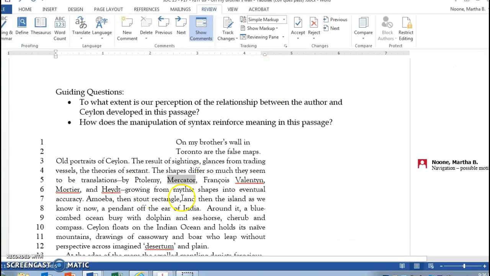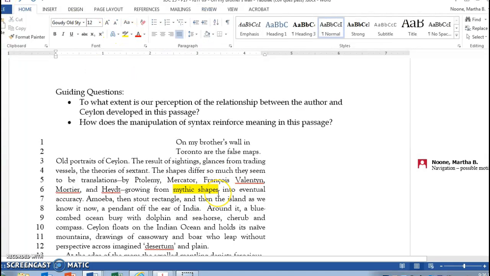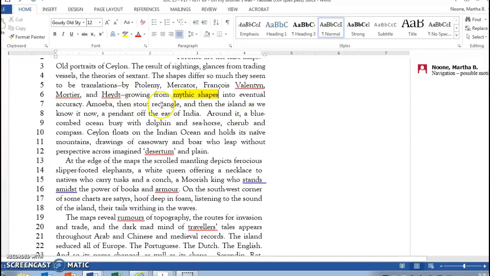Okay, going on, we see mythic shapes. Well, what is a mythic shape? A mythic shape is the shapes of the figures, maybe the shape of the elephant, the shape of the amoeba. But shape then also becomes a motif even within this passage. We see rectangle, amoeba. Amoeba is also a living organism, but it's a shape. We have pendant, and then we have colors throughout, and then we have animals, and then dolphin and seahorse are put in parallel to cherub and compass. They have the same relative importance as they are on these maps.